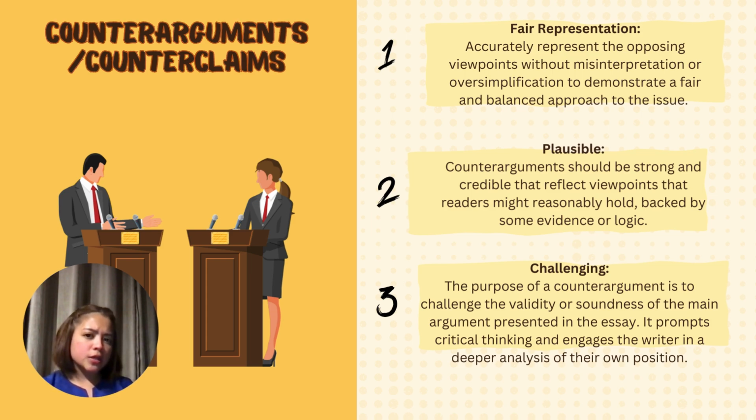The first criteria when writing a counterargument or a counterclaim for your essay is to ensure that you fairly represent the opposing viewpoints without misinterpretation or oversimplification to demonstrate a fair and balanced approach to the issue. One of the criteria of writing an argumentative essay is the ability to acknowledge or to present other opposing viewpoints in your essay. In order to ensure that your readers believe in your stance and believe that you have done a thorough research, you need to present all possible counterarguments that are related to your arguments.